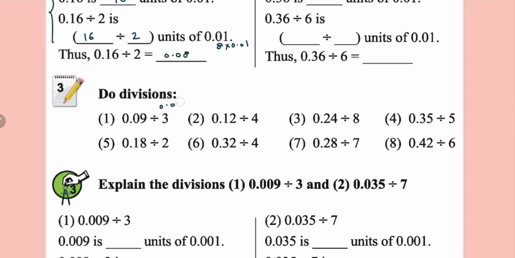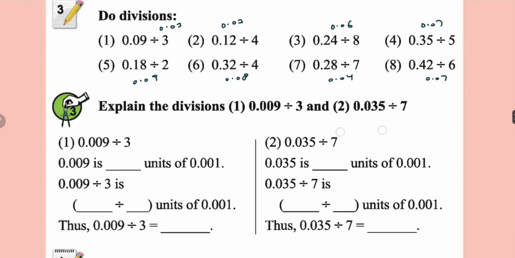This is 0.03, this is 0.07, this is 0.07, this is 0.06, this is 0.03, 0.09, 0.08, 0.04.